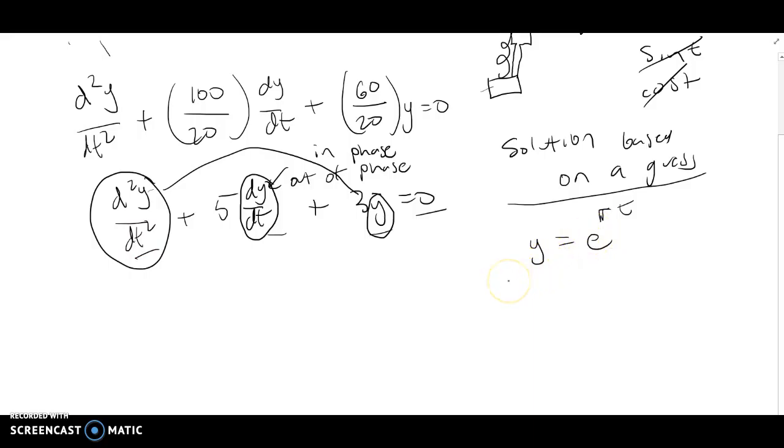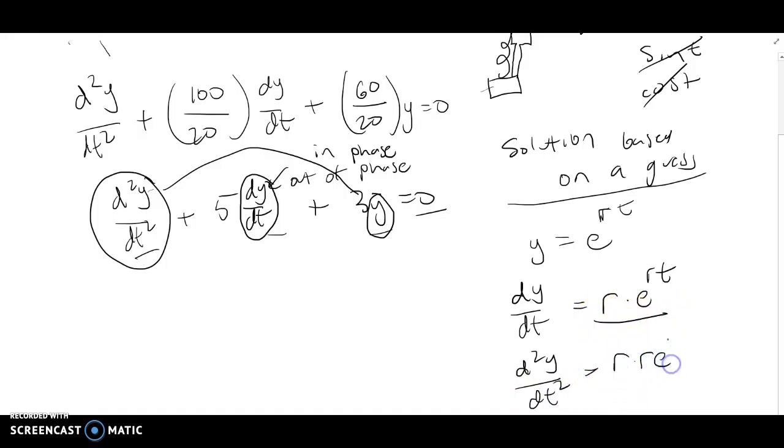Well, if that's going to be our guess, then the derivative of our guess, dy/dt, is going to be r times e^(rt), using the chain rule. And the second derivative of e^(rt), i.e. the derivative of r e^(rt), is going to be r times r e^(rt), which is the same thing as r squared e^(rt).